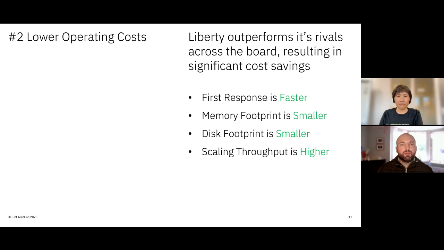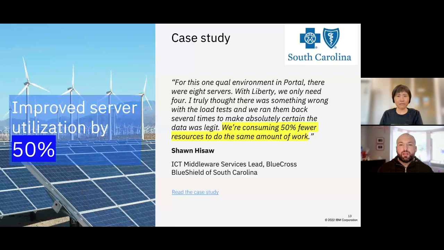I'm going to give you an example, a testimony from one customer, South Carolina, who talks about using 50% fewer resources to do the same amount of work. So that translates into cost savings year in, year out. It means a significantly lower bill, whether it's on-prem, hosted, public cloud, or private cloud. It's going to result in thousands, if not millions of dollars of savings every year, depending on your scale.